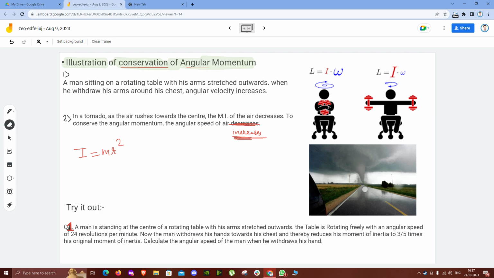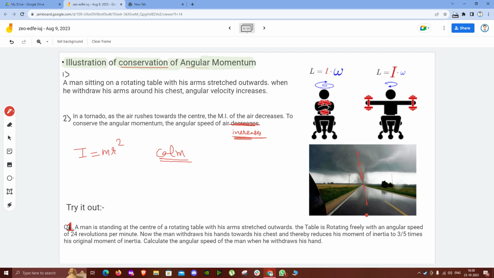Okay, because the r has decreased, so omega has to increase to keep the L constant. There's one more thing I would like to add. I'm not 100% sure, and we have to confirm it, but at the eye of the tornado, they say that it's very calm. Calm at the eye of the tornado, at the axis of rotation.